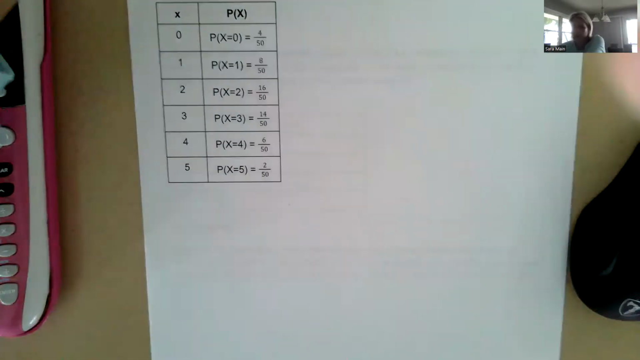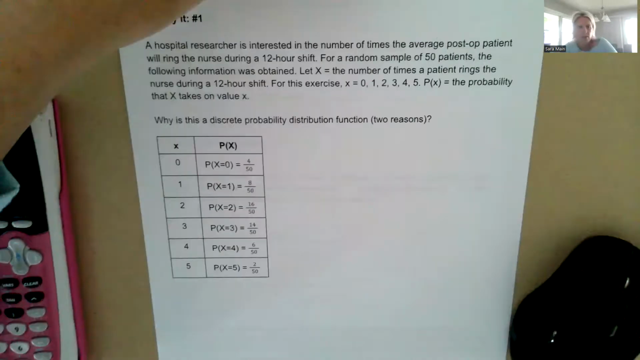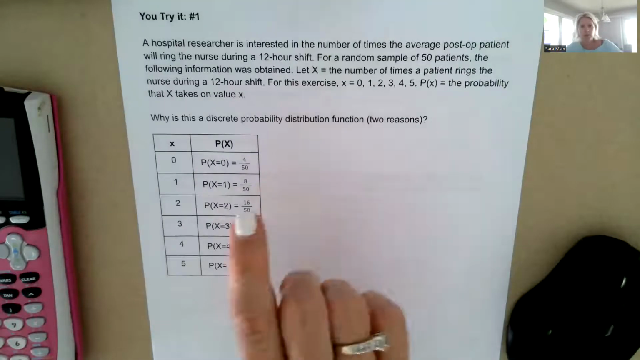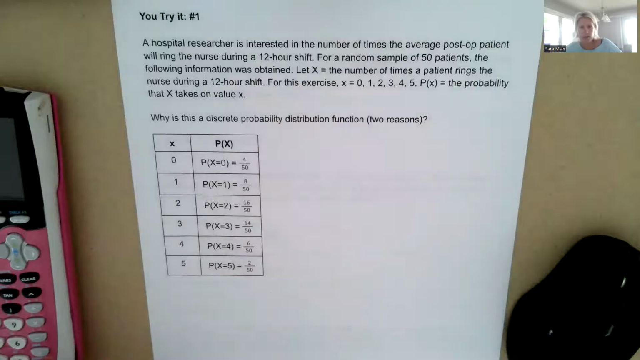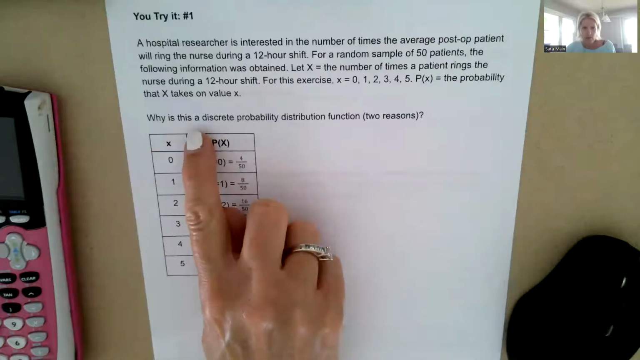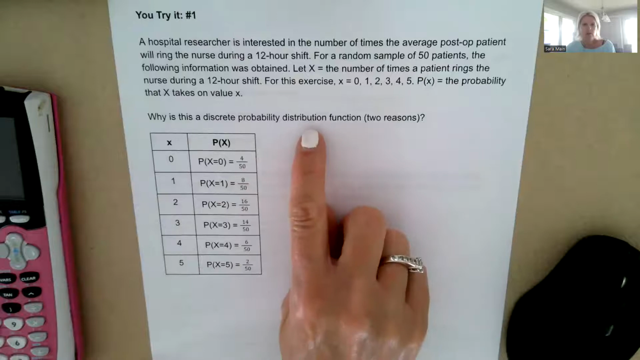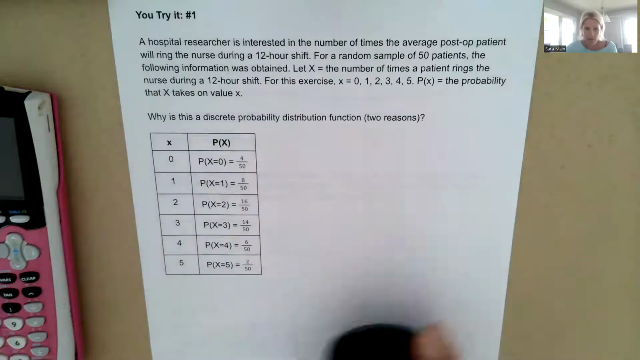So let's look at something I'd like you to try on your own. So it says a hospital researcher is interested in the number of times the average post-op patient will ring the nurse during a 12-hour shift. For a random sample of 50 patients, the following information was obtained. So I'm going to let you take a minute and read through this and then explain why this is a true discrete probability distribution function.